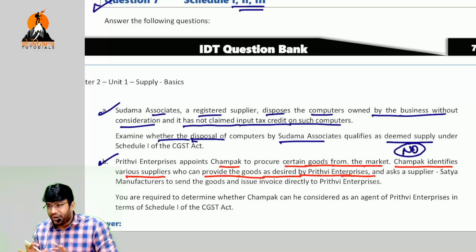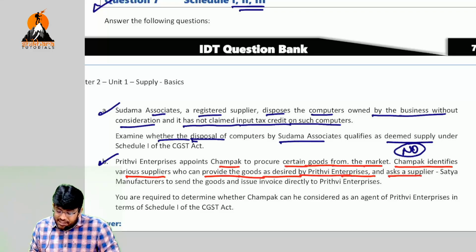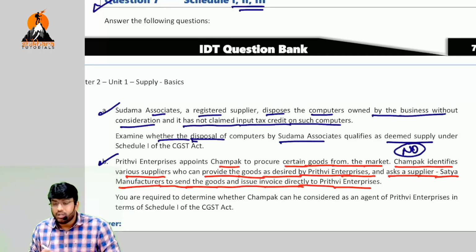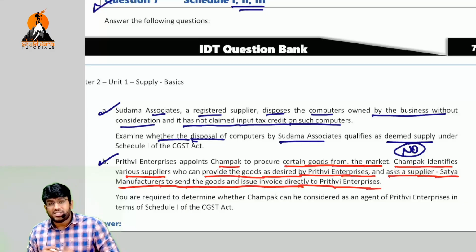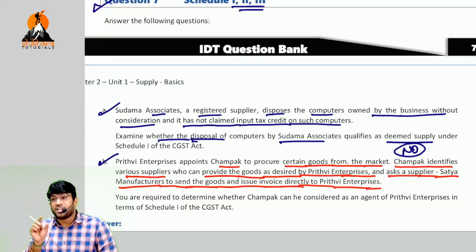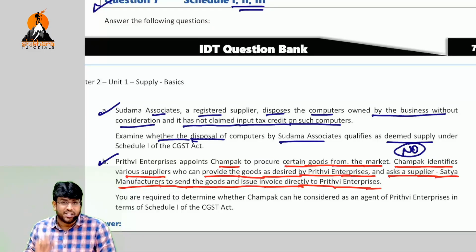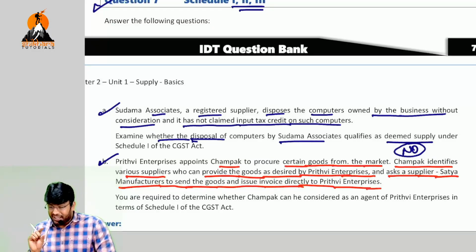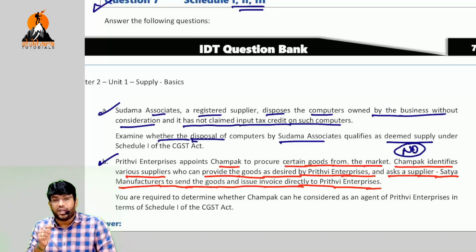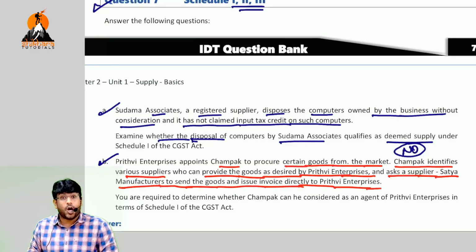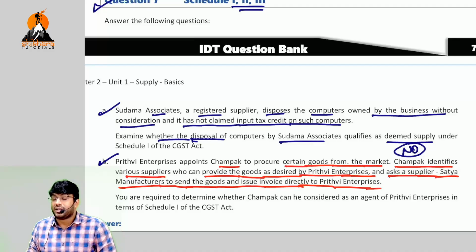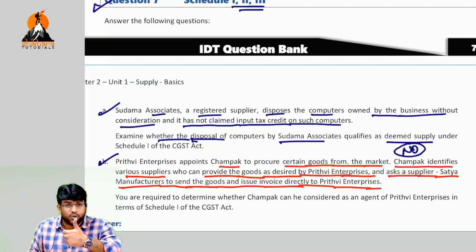And Champak identified and asked the supplier Satya Manufacturers to send goods and issue invoice directly to Prithvi. Then what is Champak doing? He is searching for the agent. He is finding as an agent. Technically, the terminology we use is, he is called a procurement agent. What agent? Clear? No, question is understood, no?